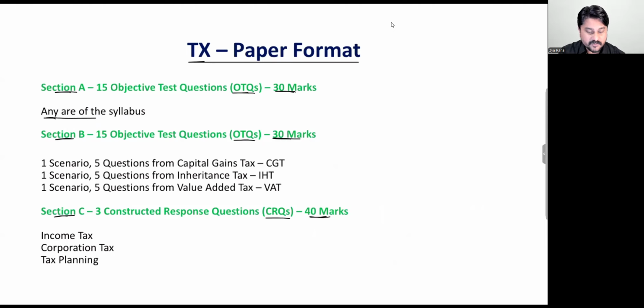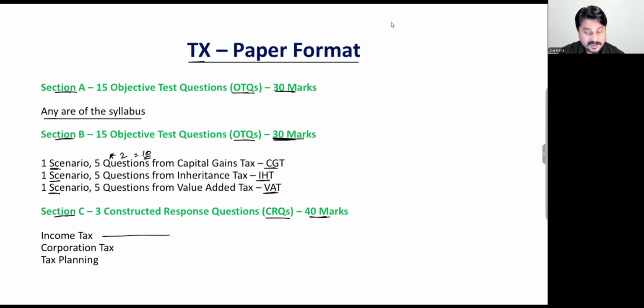Section A questions can be asked from any area of the syllabus, whereas in Section B, there are three scenarios. One scenario from capital gains taxes, one scenario from inheritance taxes, and one scenario for value-added taxes. For each scenario, there are 5 questions, and each question is worth 2 marks. So for 10 marks, there is capital gains taxes. For 10 marks, there is inheritance tax. And for 10 marks, value-added taxes are examined. This is how a total of 30 marks is available for section B.